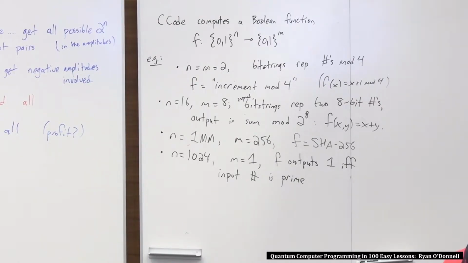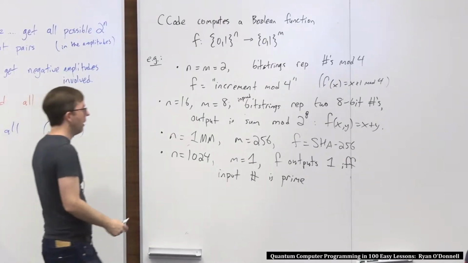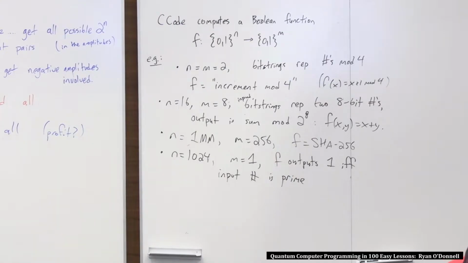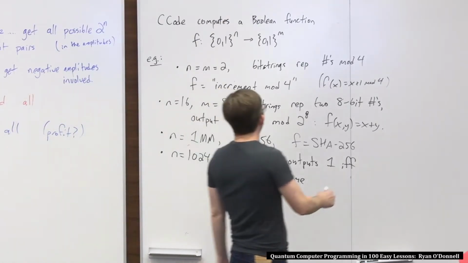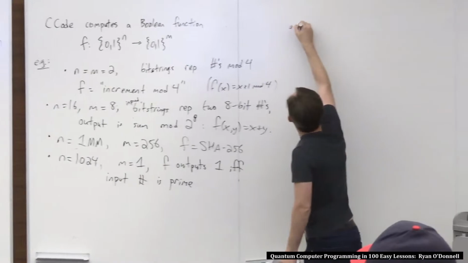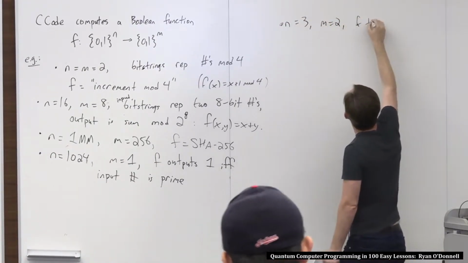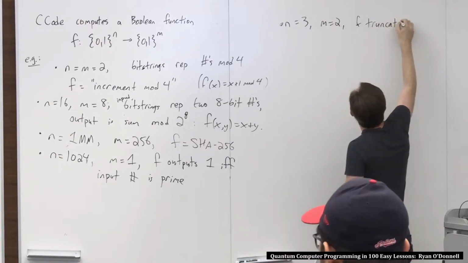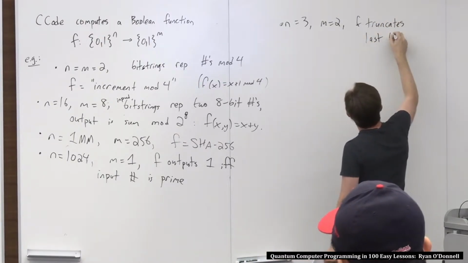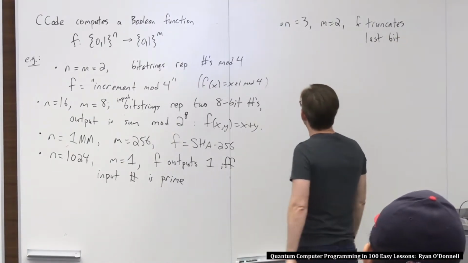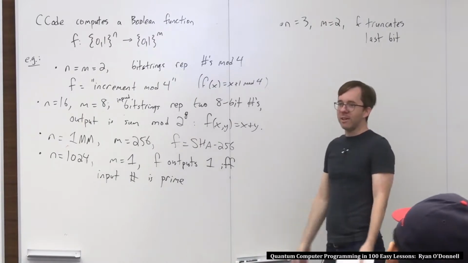Maybe you remember from 251 and stuff, it's pretty common to think a lot about the case where M equals 1. That's where the output is 1 bit. It's like a yes or no kind of question. Okay, I'm still going to keep going. Let's do N is 3, M is 2, and F just truncates off the last bit. That's an easy function to write code for. You just do f of x1, x2, x3, return x1, x2.